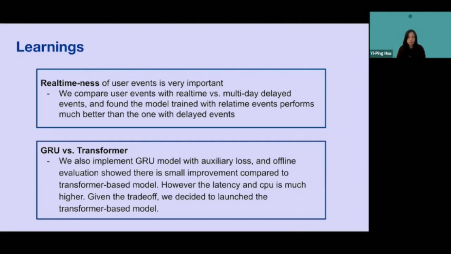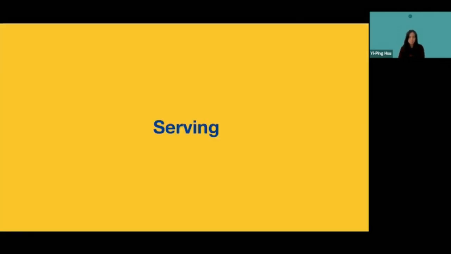Next, I will hand over to Ning to talk about how we build infrastructure to serve real-time events and how we optimize the TensorFlow serving for the transformer. Thank you, Yiping. I'm going to talk about two aspects of the serving. One is how to serve sequence features, and the other is the performance, or the inference time. Next slide, please.